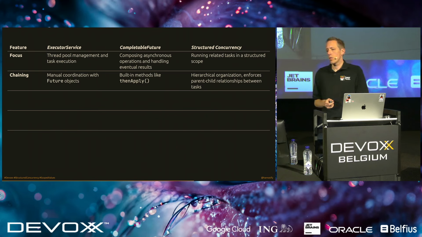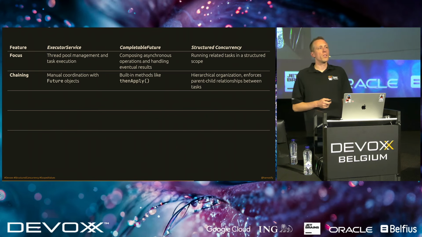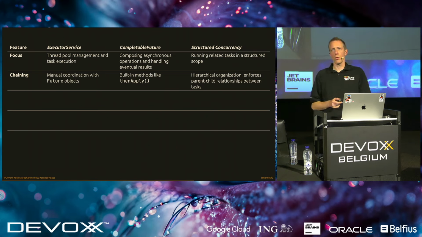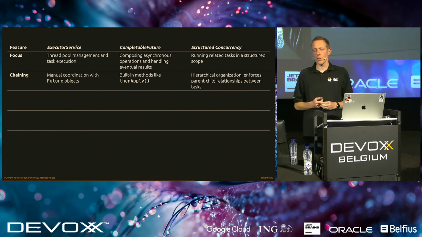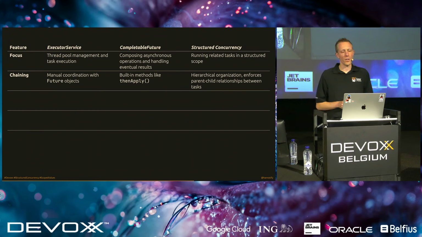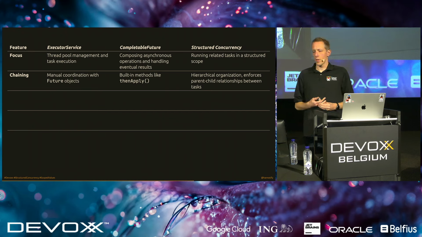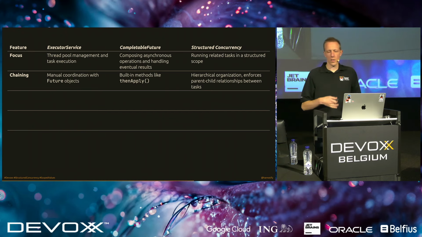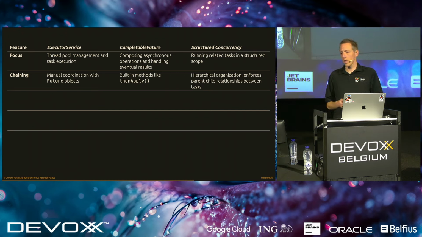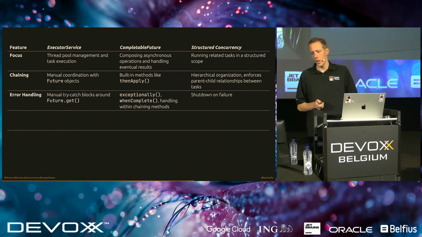Chaining operations with executor service, this is painful. Manual coordination with future objects, lots of blocking awaits. Completable future is very suited for this. Built-in methods like thenApply that allow you to build this pipeline of chaining. Structured concurrency organizes tasks hierarchically, enforces a parent-child relationship between tasks. So it's a different form of chaining.